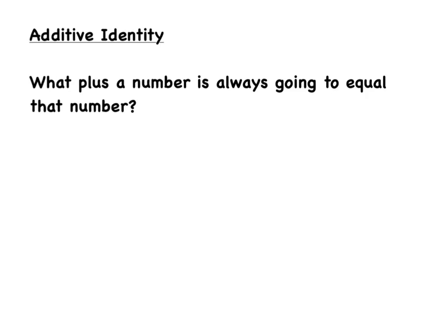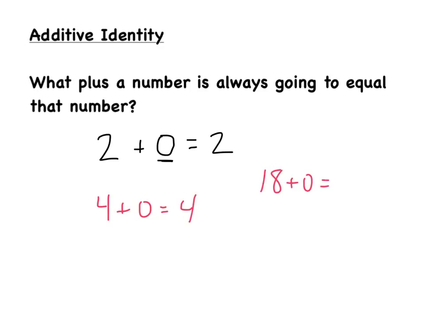So when we're talking about the additive identity, we are going to want to ask ourselves a question. What plus a number is always going to equal that number? So what plus 2 is always going to equal 2? 2 plus what equals 2? That answer is going to be 0. So the additive identity is you take any number and you add 0 to it, you're always going to get that number. So 4 plus 0 is equal to 4. 18 plus 0 is equal to 18.